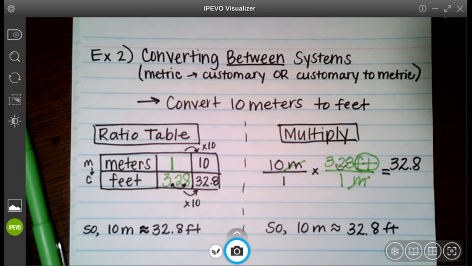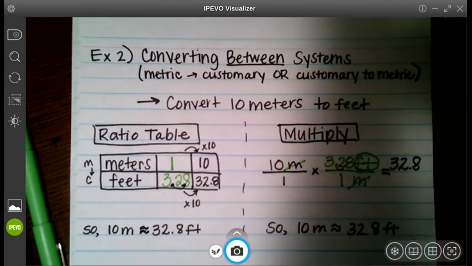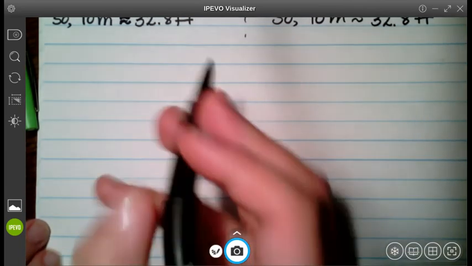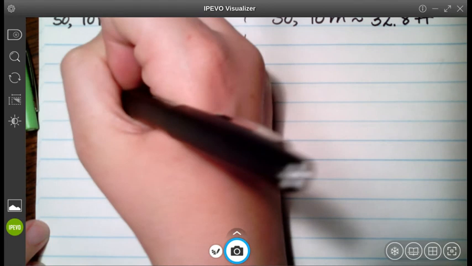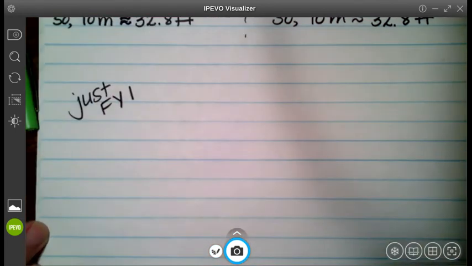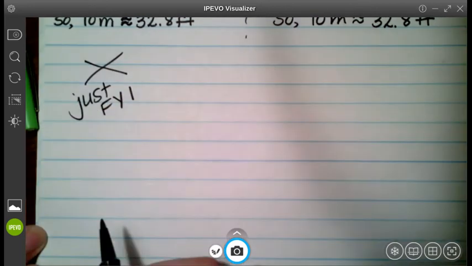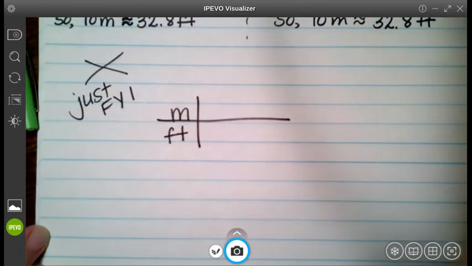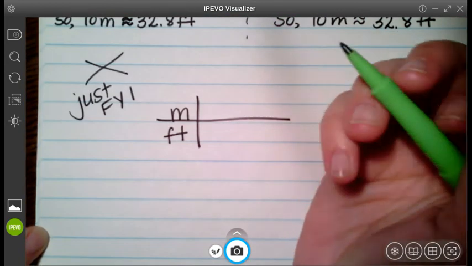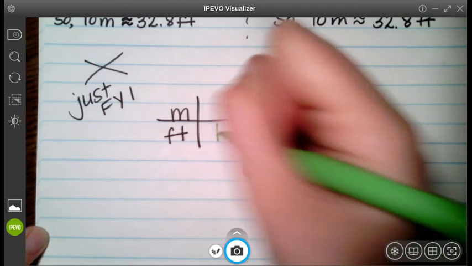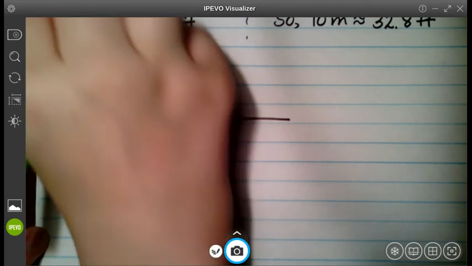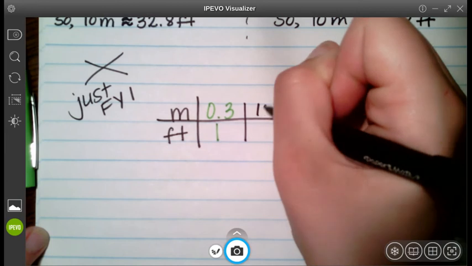Okay, so I do want to address what would happen if I had used the other conversion factor, because remember I said it's listed twice. You don't have to write this down, but I do want to show you. I could have had meters, feet, and the conversion factor I could have chosen would have been 1 foot is 3/10 meters, approximately. Well, I was given 10 meters.